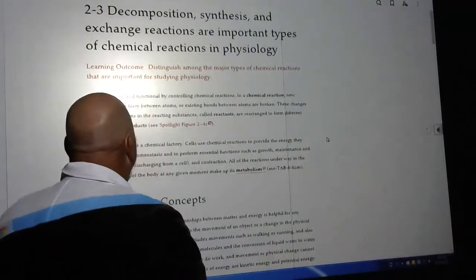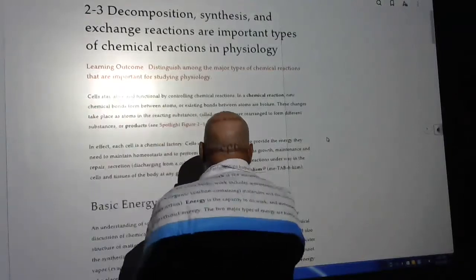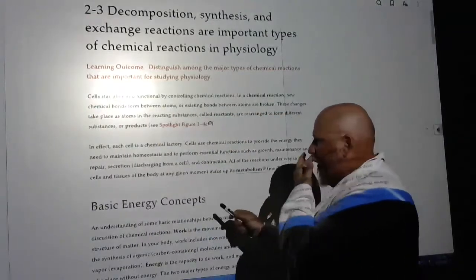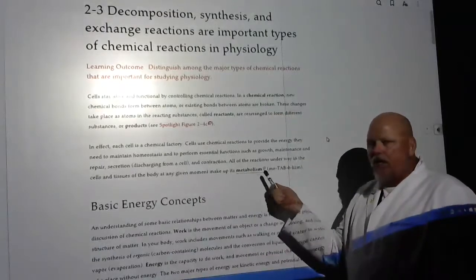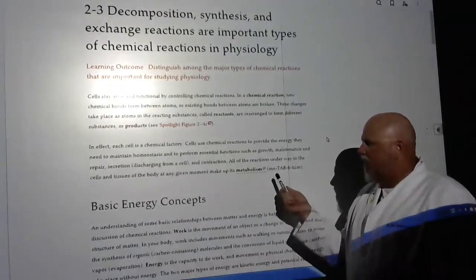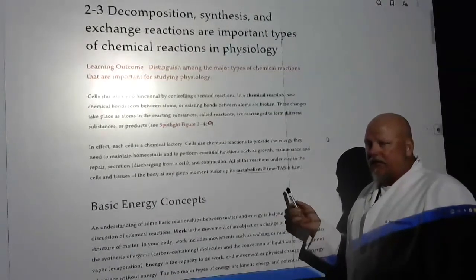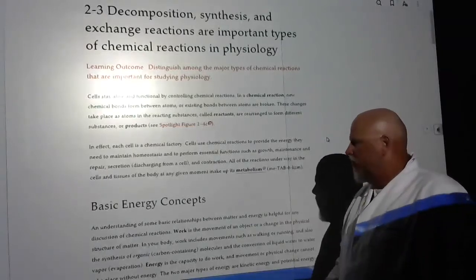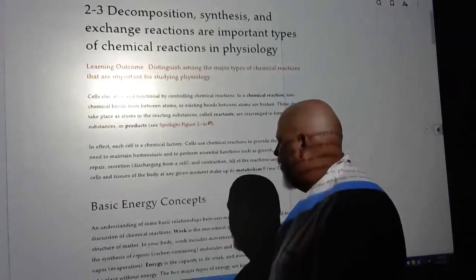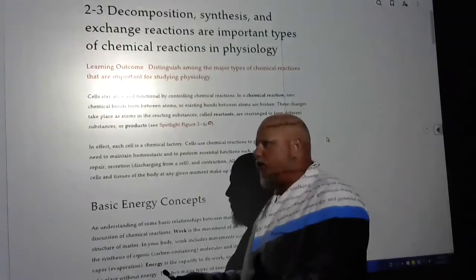All right. Here's that metabolism. So all of the reactions in the cells and tissues of the body at any given moment make up its metabolism. The byproduct of metabolism is metabolites, which we talked about in the urinary system, which gets rid of waste products. So the kidneys pick up the metabolites and excrete them.